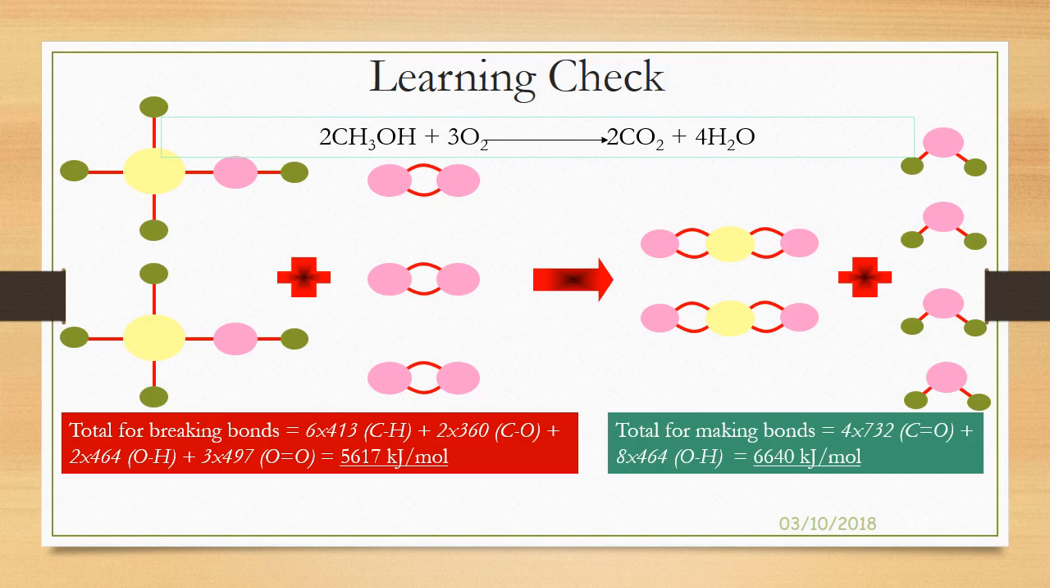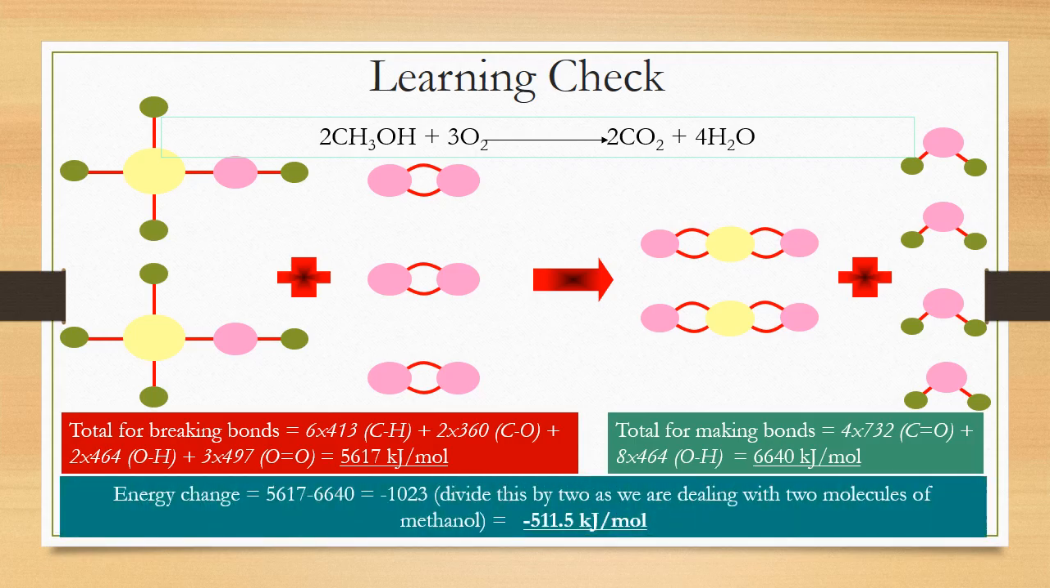Whereas on the other side, for bond making, it's going to be 4 times 732, which is the carbon-oxygen bonds. You've got 4 of those. You've also got 8 times 464, all those OH bonds. So it's going to be 6,640 kilojoules per mole. If you subtract the reactants from the products, you'll get minus 1,023. But you'll also have to remember to divide by 2 to get per mole, because you've got 2 methanol molecules. It's going to be minus 511.5 kilojoules per mole. So hopefully.